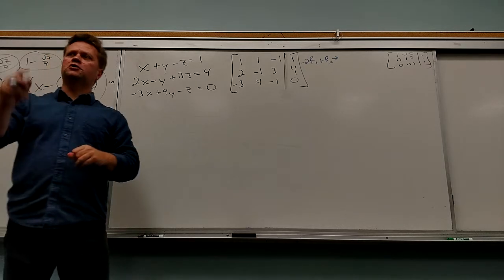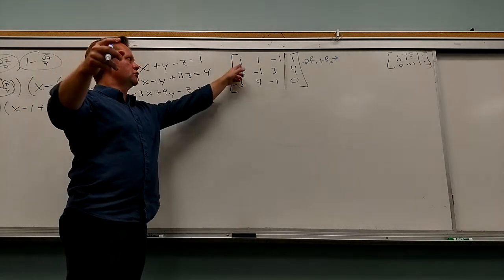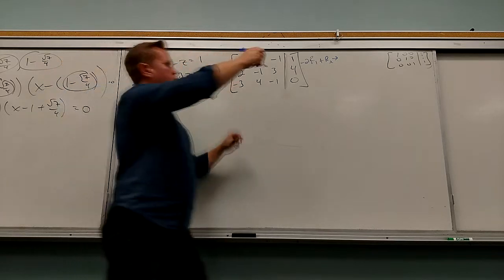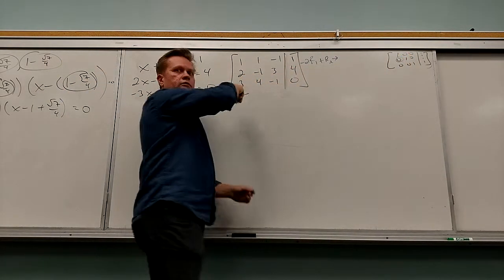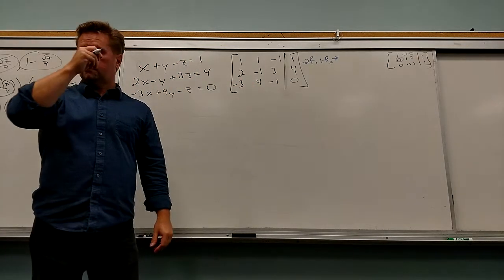In row 2. Because what am I trying to make right now? Why am I doing this? I'm trying to make a 0, and where do I want the 0 to be? There. So I'm going to put the answer in row 2. Okay, I like it.